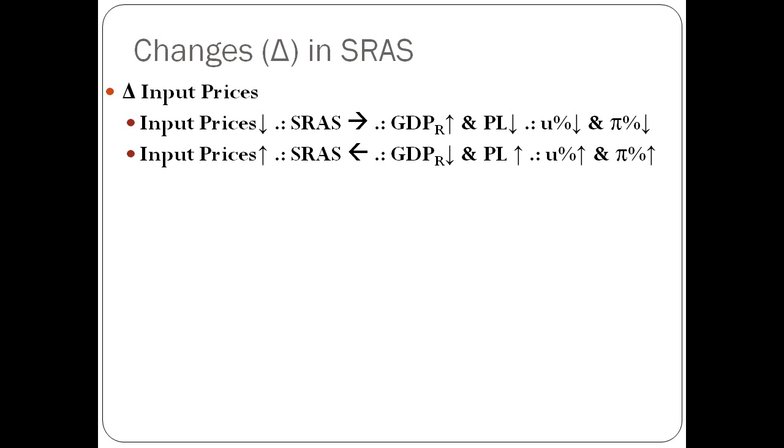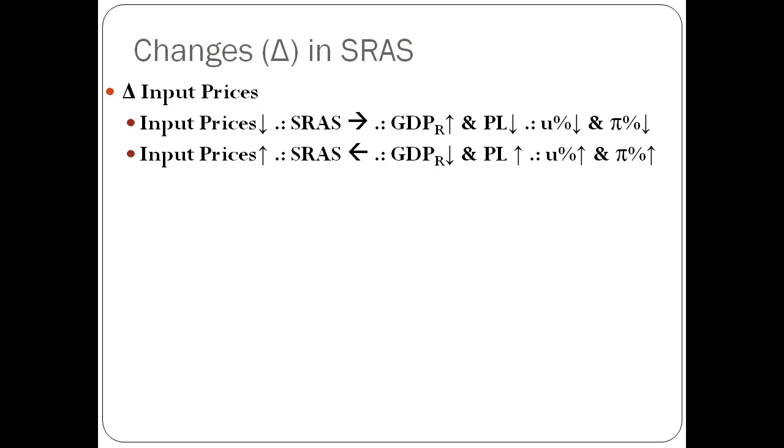Now, if input prices go up, that's going to imply that short-run aggregate supply is going to shift to the left, which implies that real GDP falls and the price level goes up. If real GDP falls, that means there's less output, there's less employment, and more unemployment. So that's going to imply that the unemployment rate's going to go up.